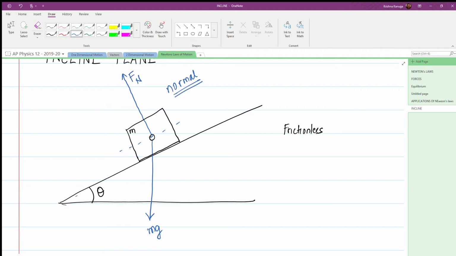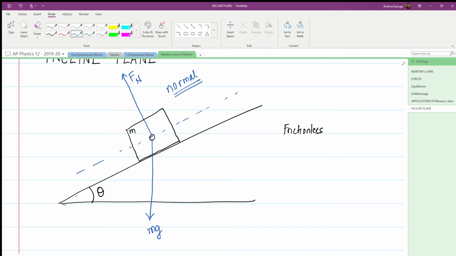If we had a string attached to this block that passes over a pulley and connected to some other block, there's a possibility that this block could be moving up the incline. But in this picture right now, it's moving down the incline. The important thing is that the direction of motion is parallel to the incline. Keep that in mind. Now, because the direction of motion is parallel to the incline, and also because these two forces, Fn and mg, are not directly opposite each other or perpendicular with each other, we need to do something here.